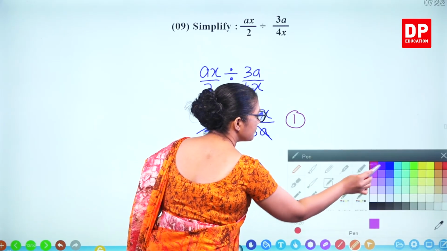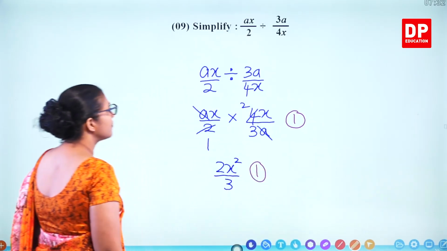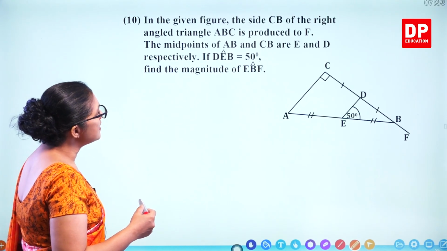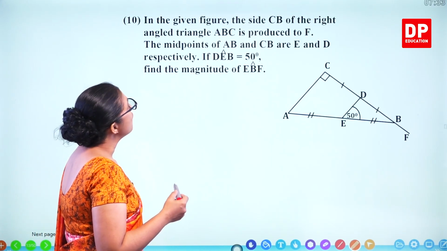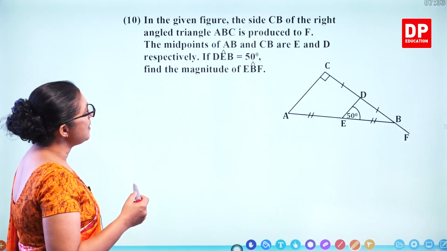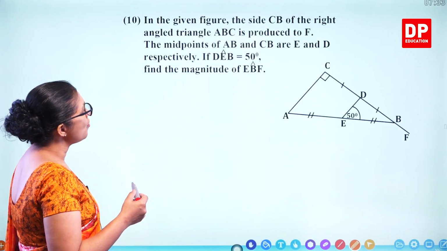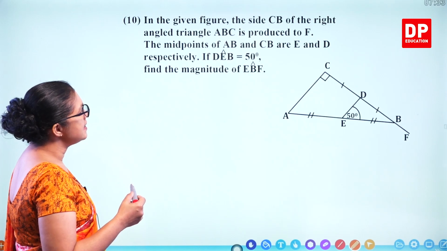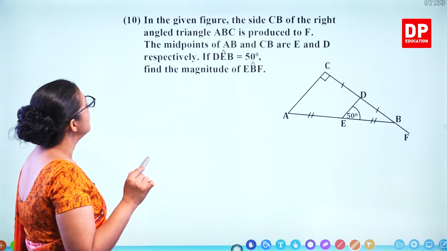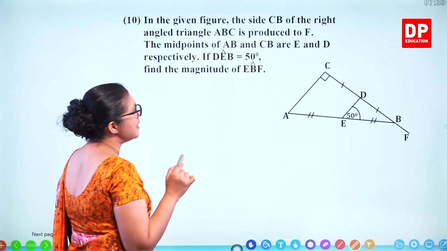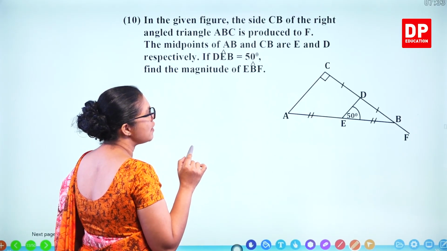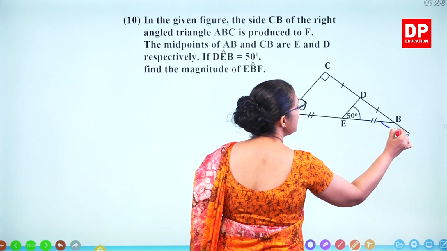Question number 10. In the given figure, the side CB of the right angle triangle ABC is produced to F. The midpoints of AB and CB are E and D. So already marked. If DEB is 50 degrees, find the magnitude of EBF. So you need this angle.